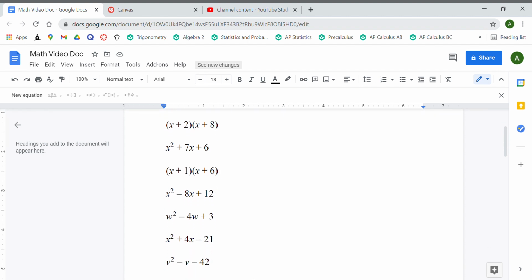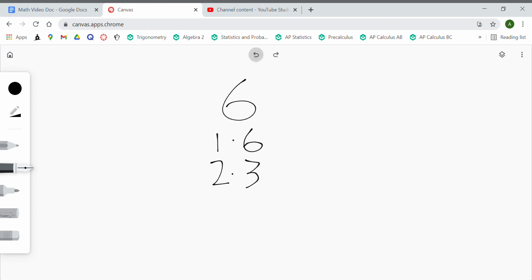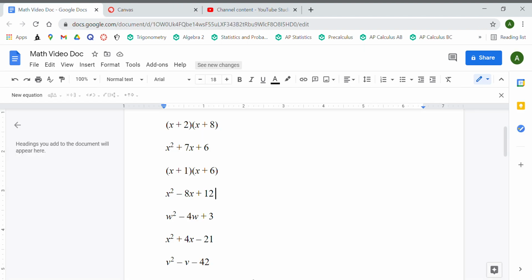Alright, now I'm going to let you try this one. Note the difference between this one and this one. Note that we still have a plus value, so the signs in our factors must be the same. However, we got a negative value instead of a positive value right next to b. So the factors must be negative.